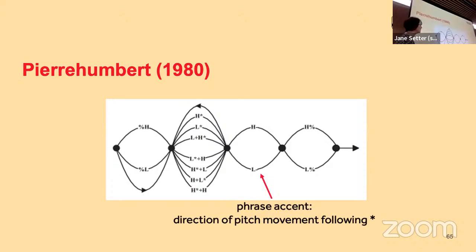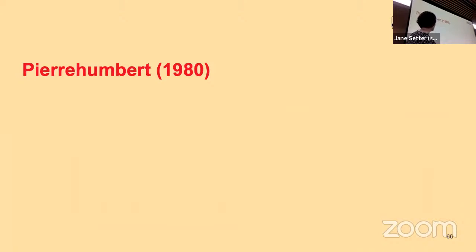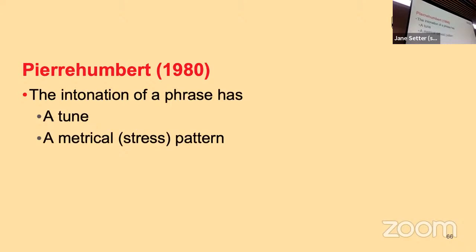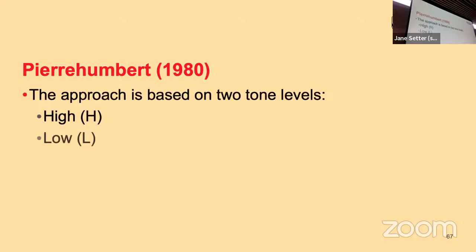Then we've got the phrase accent, which is the direction of the pitch movement following the tone, and you can have a number of these. The last one is usually considered to be the nucleus. But then we've got the phrase accent, and then we've had the boundary tone. So the intonation of a phrase has a tune, a metrical stress pattern, and in order for these to work as a phonology, they are governed by various rules. And the approach, as I said, is based on high and low tones, and these are mapped directly onto the F0.